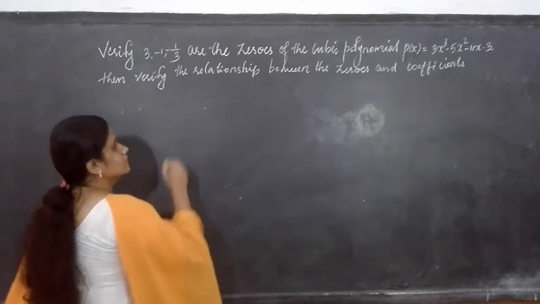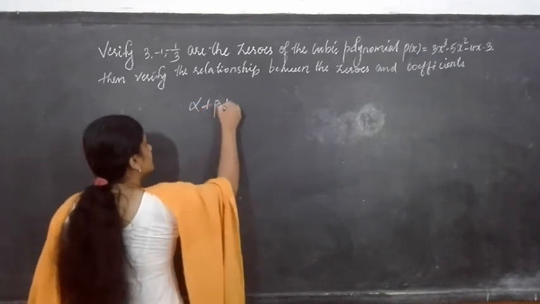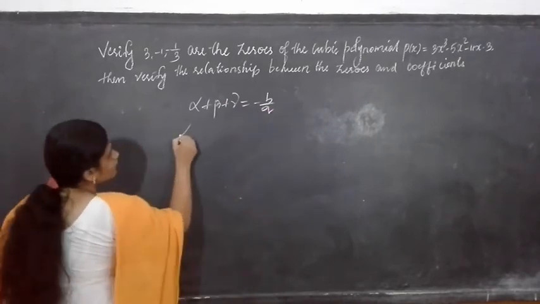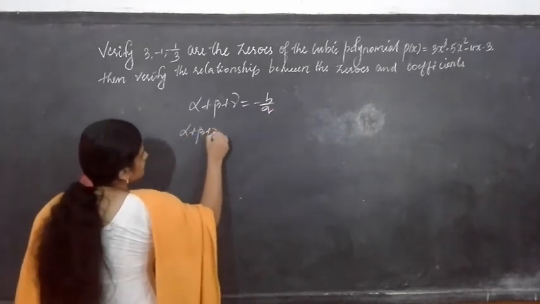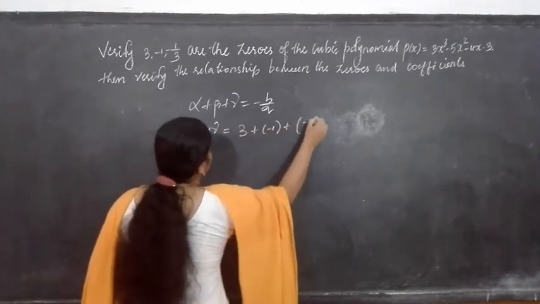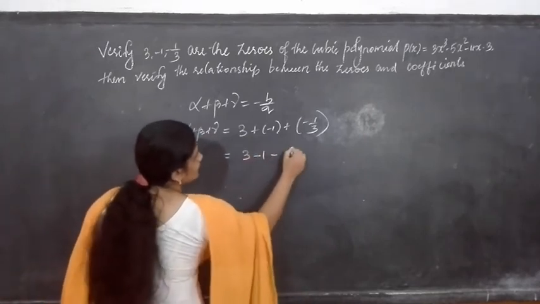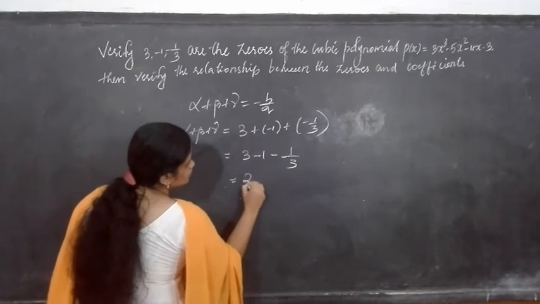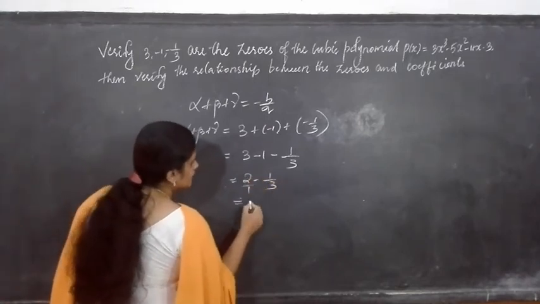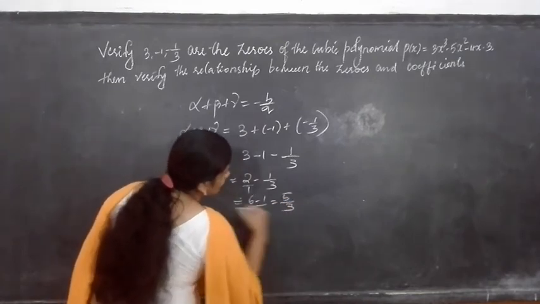The first relationship is alpha plus beta plus gamma is equal to minus b by a. First of all, we will find alpha plus beta plus gamma: 3 plus minus 1 plus minus 1 by 3. So what do you have? 3 minus 1 minus 1 by 3. That is 2 minus 1 by 3. If we cross multiply, we get 6 minus 1 by 3, that is equal to 5 by 3.